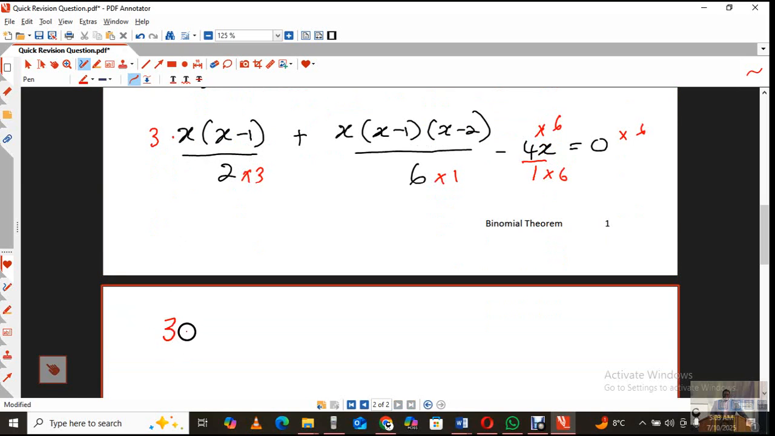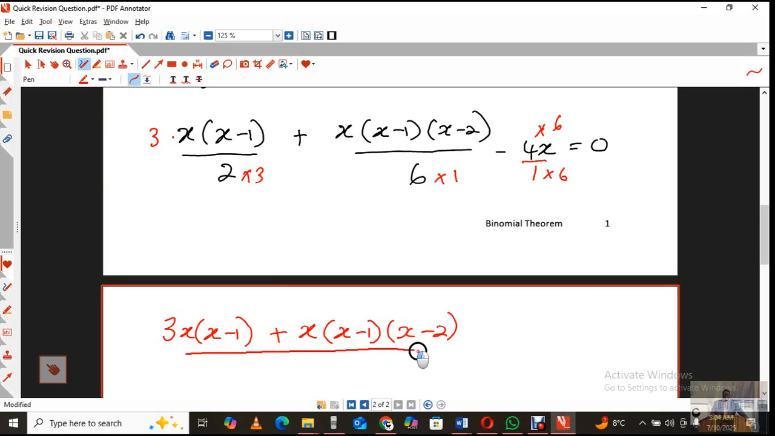So I have got 3, then x, and I have x minus 1 plus, well, for now I can remove that multiplication on that side, so I can just continue here. Then I have got x, and then I have got x minus 1 times x minus 2. Well, all of this, as I said, is now all over 6 is equal to 0.